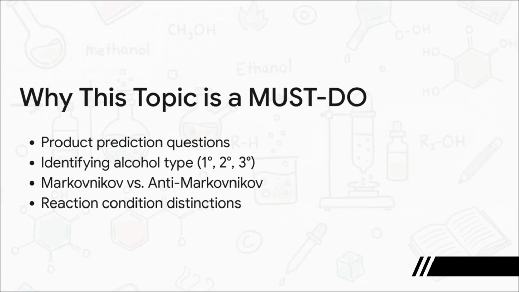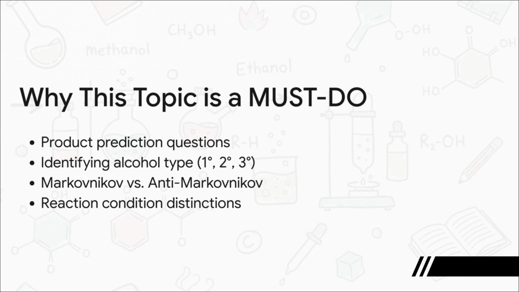And look, this right here, this is basically your game plan. The exam isn't trying to trick you with some super obscure stuff. They're going to ask you to do these 4 things. Predict the product, tell them if the alcohol is primary, secondary, or tertiary, apply Markovnikov or Anti-Markovnikov rules, and spot the difference in reaction conditions. That's it. If you can master these 4 things, you've pretty much mastered the entire chapter.